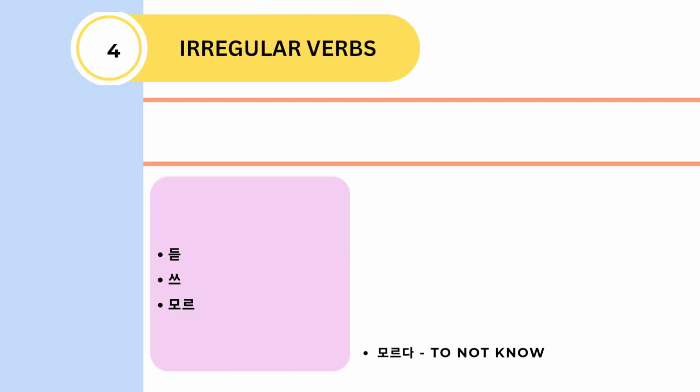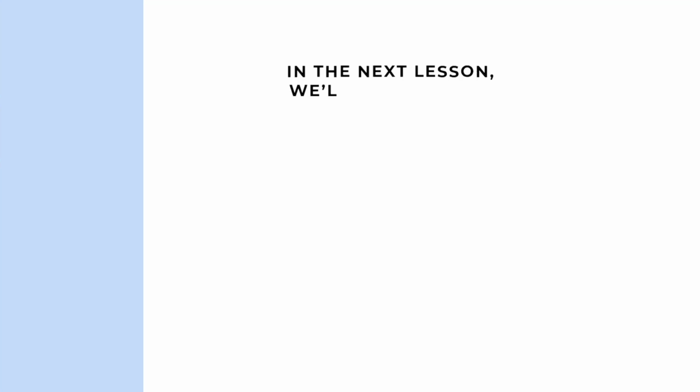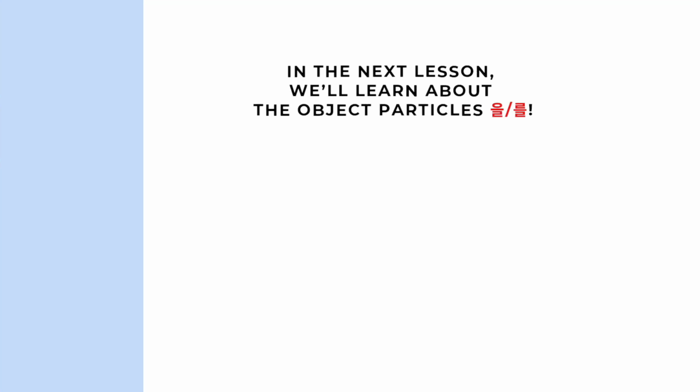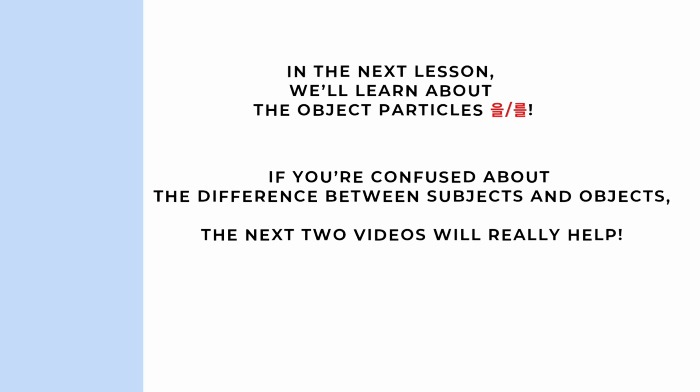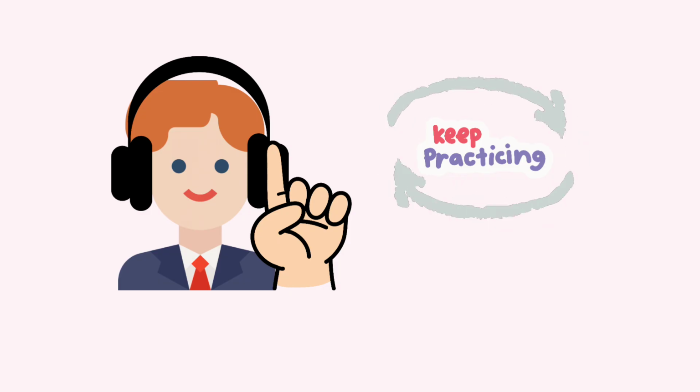Now, let's look at a few irregular verbs. 듣다 들어요, 쓰다 써요, 모르다 몰라요. Pretty interesting, right? In the next lesson, we'll learn about the object particles 을 and 를. If you're confused about the difference between subjects and objects, the next two videos will really help. See you next time.